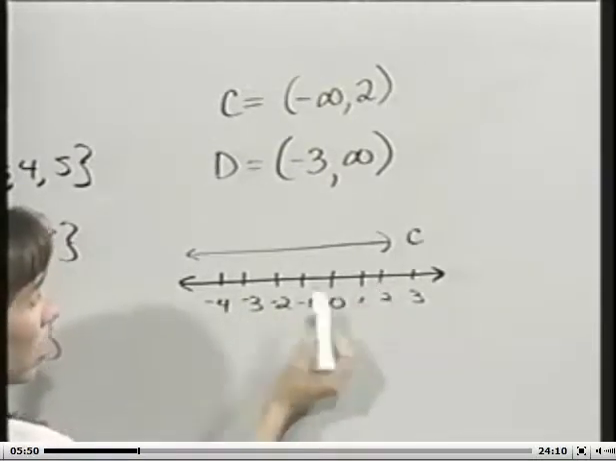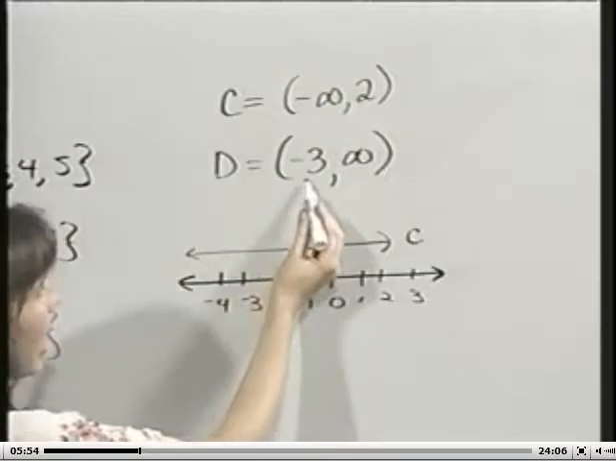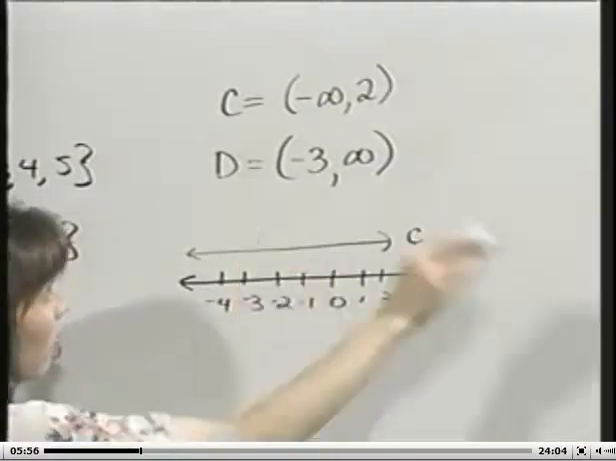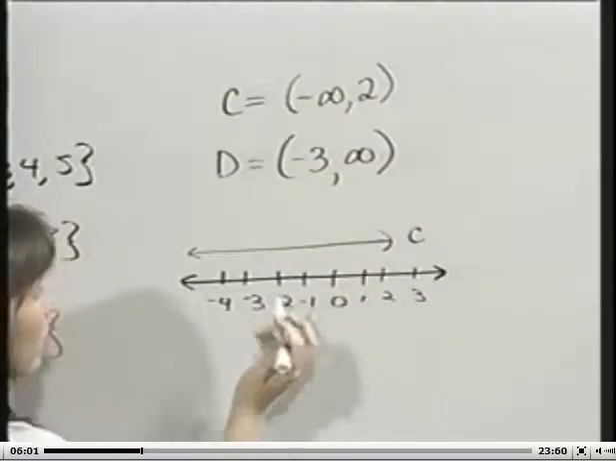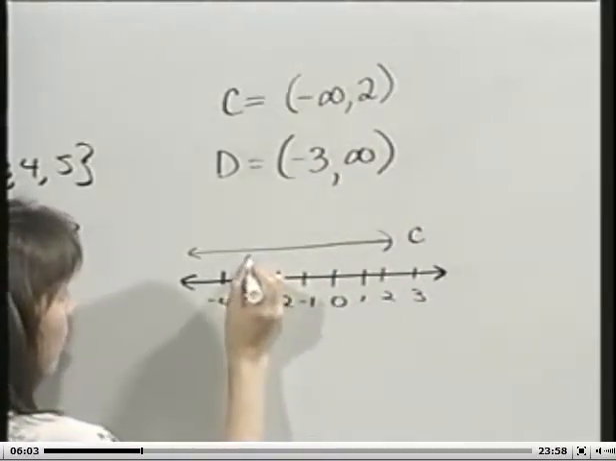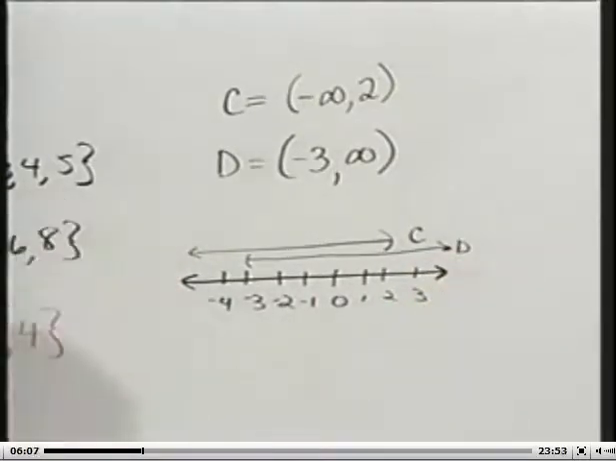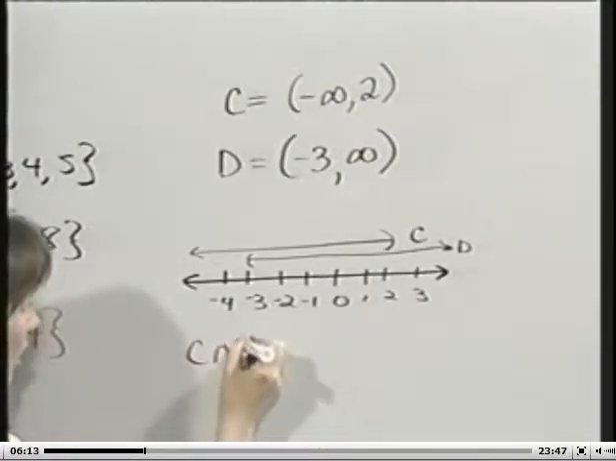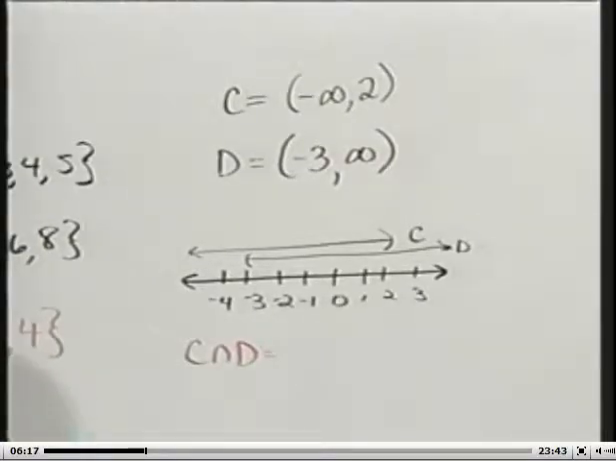Now, I'm not drawing it on the number line. I'm just drawing it above it because I'm going to compare. Now, D is -3 to infinity. All the numbers that are bigger than -3 towards infinity. So D actually represents this set right here. And what I'm looking for is C intersect D. C intersect D. And what is C intersect D? It's where C and D overlap.